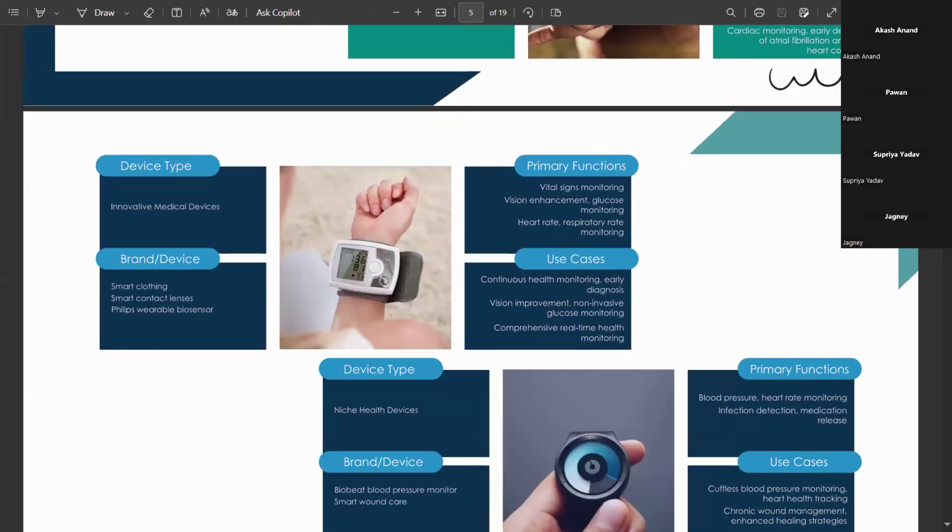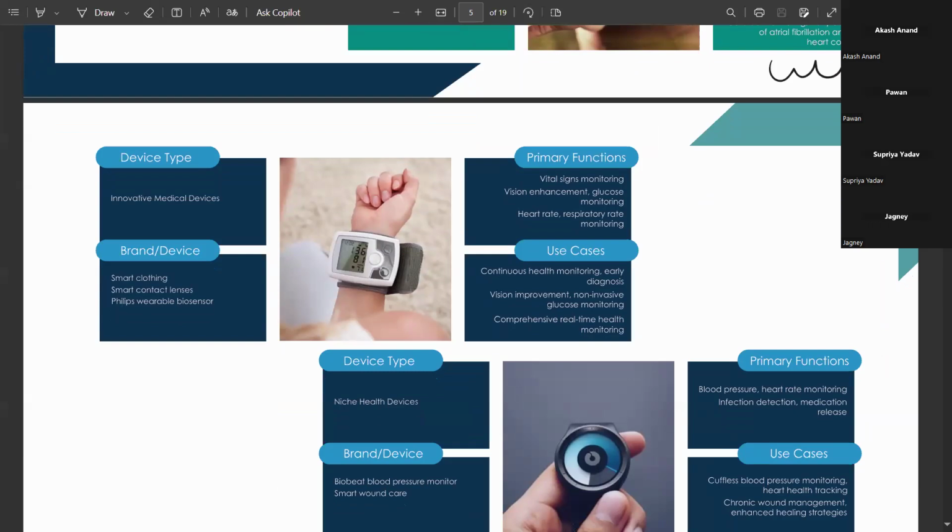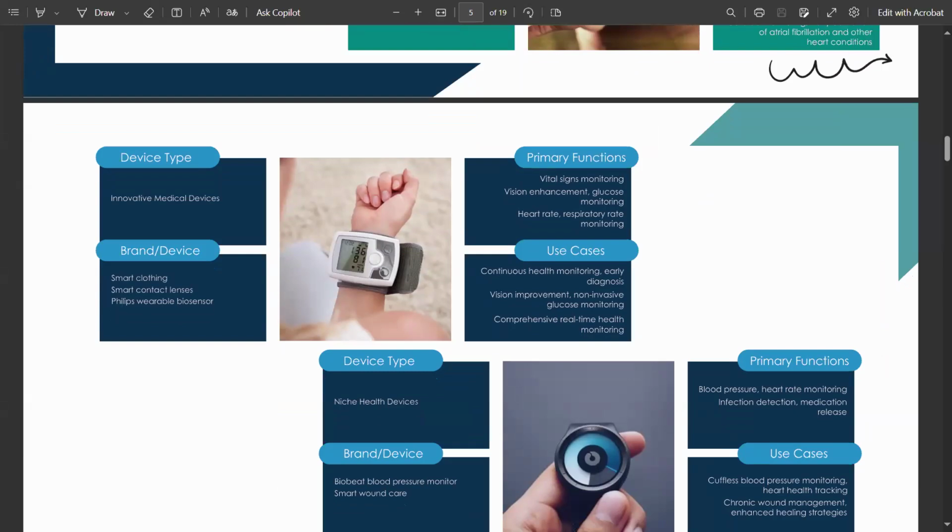The other type is innovative medical devices. Again, these are specifically used in healthcare settings or for healthcare reasons. These can also be claimed, or their readings can also be claimed, in insurance and other similar.